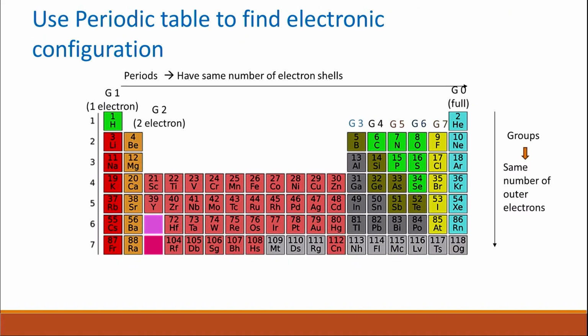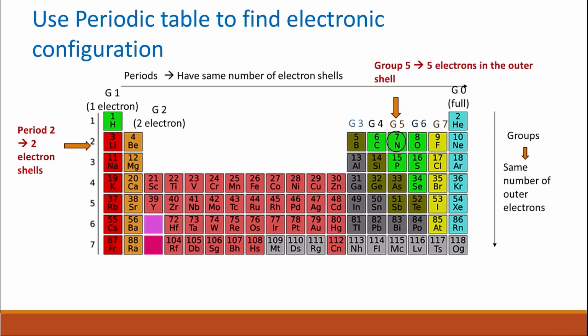So let's have some examples. Let's see, for example, nitrogen. Let's look at the period and the group of nitrogen. Nitrogen can be found in period 2, which means nitrogen has only 2 electron shells, and we can find it in group 5, which means it has 5 electrons in the outer shell.